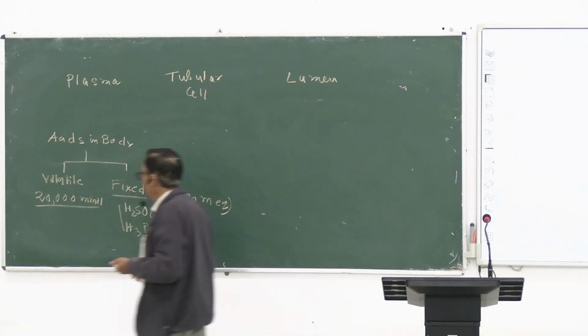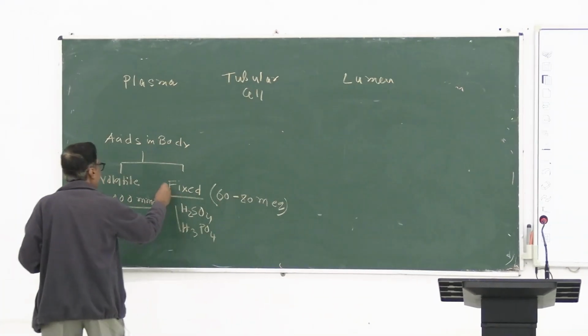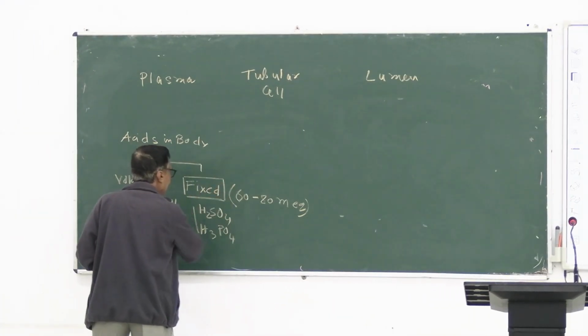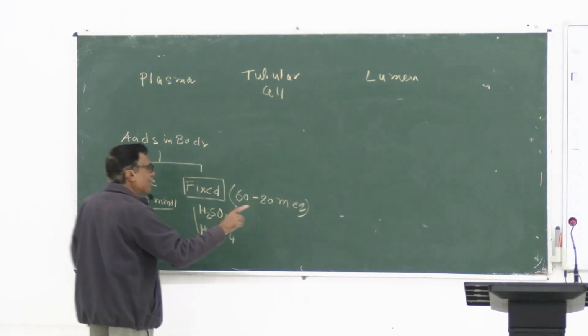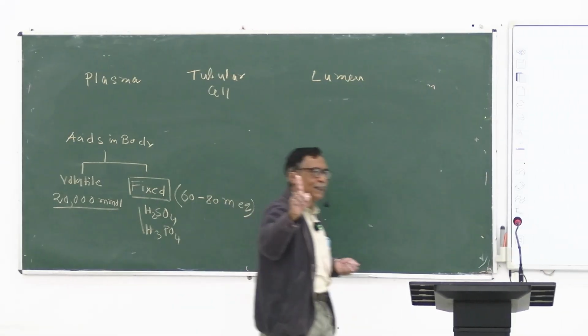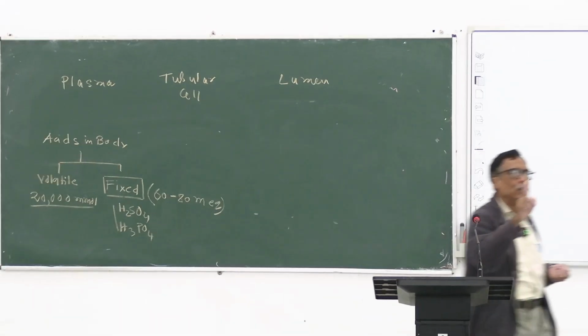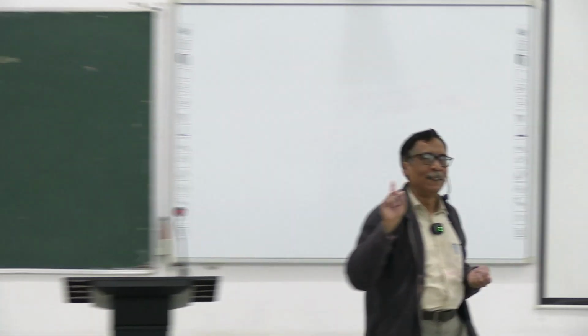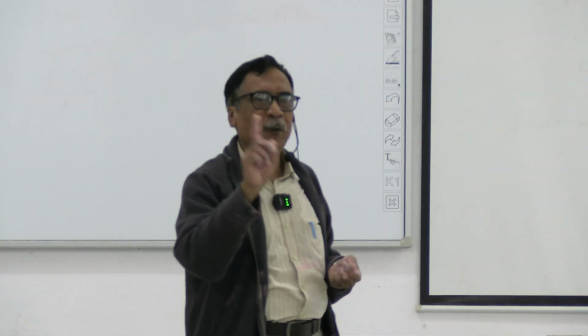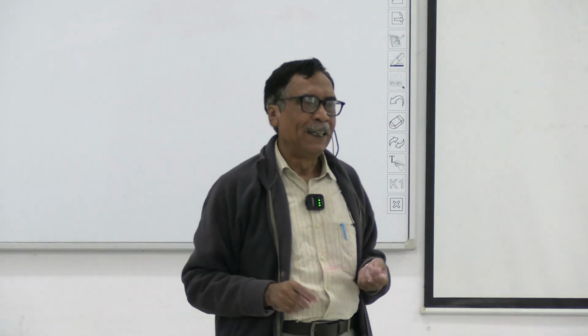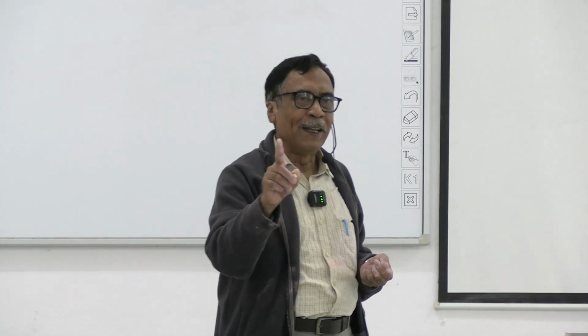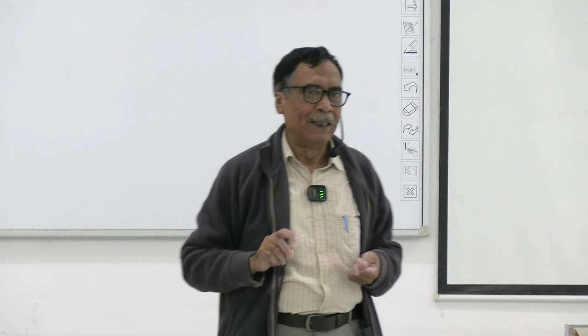And how is it counteracted? Fixed acid is a very fixed acid, it requires the kidney to eliminate. Volatile acids require the lung to eliminate, and fixed acids require the kidney to eliminate.